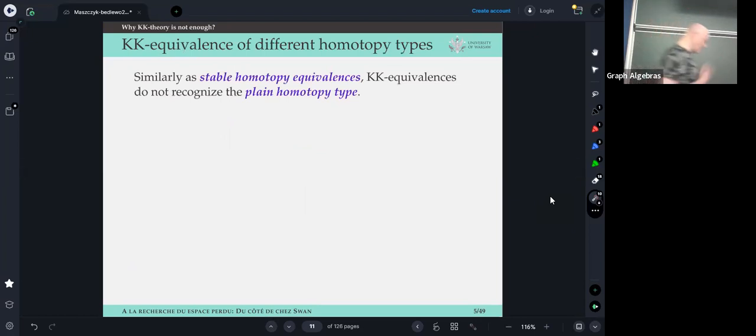What is the common feature of all these additivization constructions in mathematics applied to geometric objects? They do not measure exactly what is expected to be the main subject of this geometric initial theory. For instance, stable homotopy equivalences do not recognize the plain homotopy type.